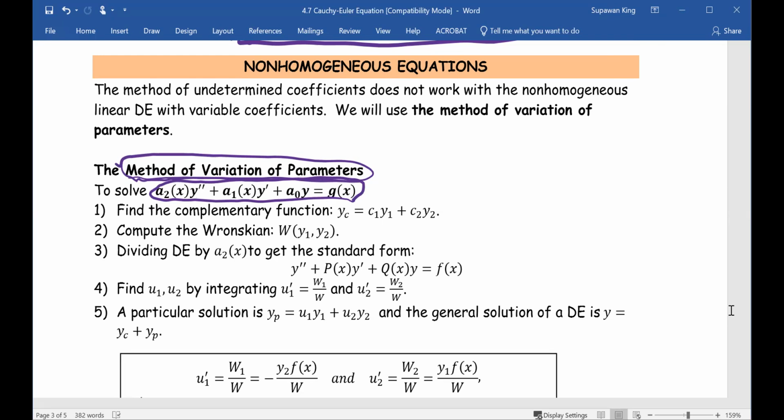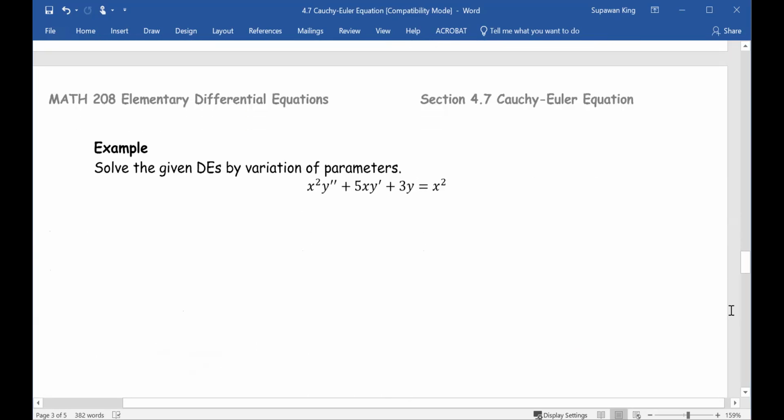Compute the Wronskian. Use the standard form. The standard form here, you have to work a little bit more than the constant coefficient. And use the f of x to find w1, w2, find u1, u2, u1 prime, u2 prime, and so forth. And then the solution yp is the product of u1 and y1 plus the product of u2 and y2. The process is exactly the same, except the first part here to find y1 and y2. That's it. Okay, let's work on this one.